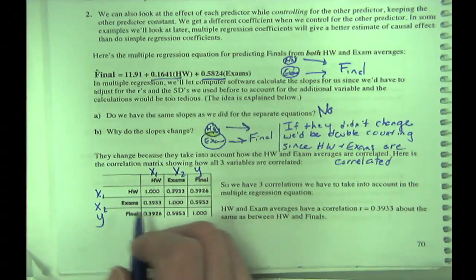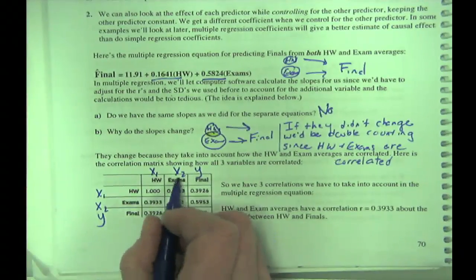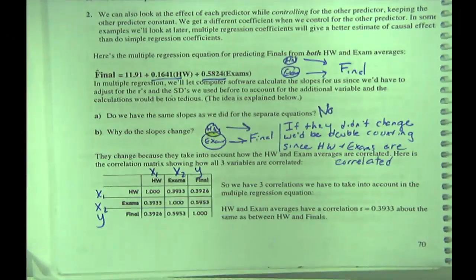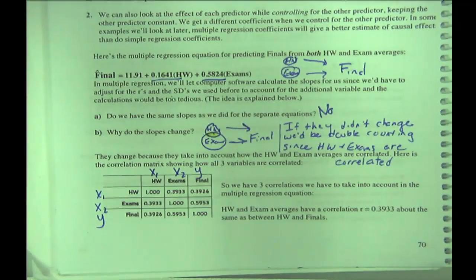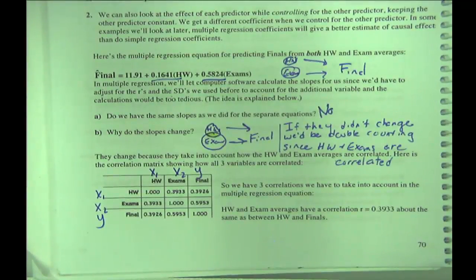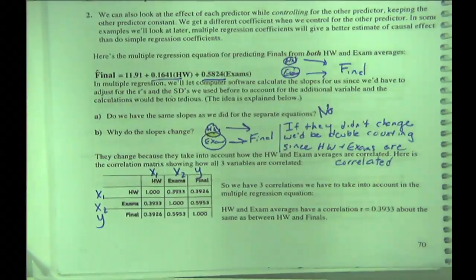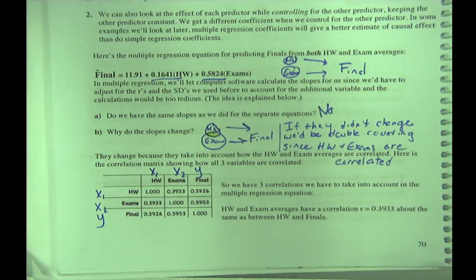So if the x1 next to, if that was a 0, and x1 next to that was a 0, then the slopes wouldn't change. They'd be two independent factors. They'd contribute the same. It wouldn't matter if the other one was in there. So that's the basic idea for multiple regression. It's separating out the effects of the two variables.